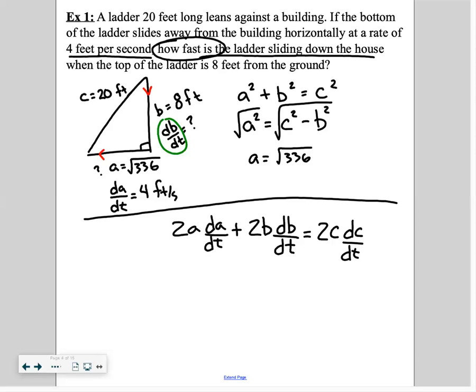All right, whenever I write the equation out, I like to just go back and say, what do I have? What am I missing? I have an A. I have a dA dt. I have a B. dB dt is what I'm solving for. I have a C. dC dt. This is the one that I got a lot of questions on the homework. How do you find dC dt?